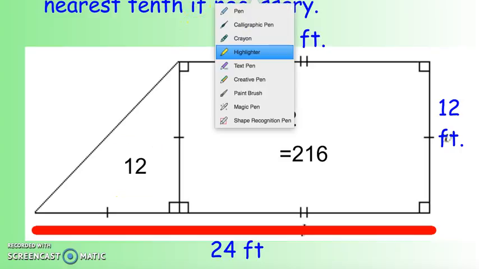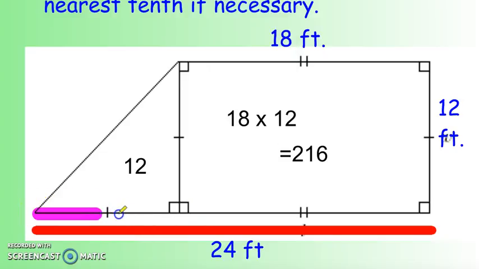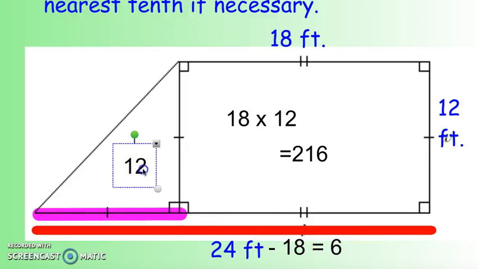Well, I like to use highlighters because I want you to see this is the part that we need. We don't need this extra space over here. So how do we get rid of it? Yeah, we take it away. How much is this extra space? It is 18. So let's take away 18 from our 24. The reason why I know it's 18 is because this is 18, and so straight across they are equal. So let's take 24 minus 18 and we get 6. So our base is 6. So I'm going to take 12 times 6 and that is 72.